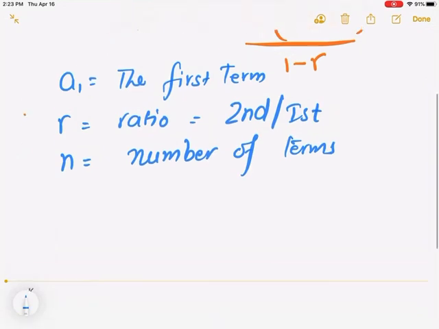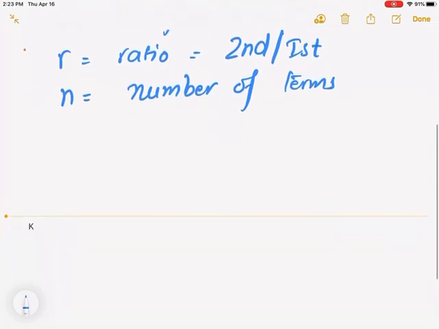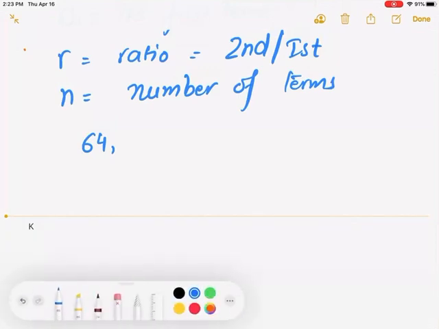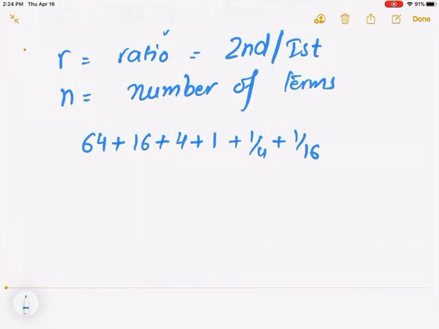Let me show you the first example. I have 64, oh, it's plus, my bad. It's plus because it's a series, not a sequence. 64 plus 16 plus 4 plus 1 plus 1/4 plus 1/16. It's a finite series. Why? Because we know where it's going to end. It stops at the last term, so we know it's a finite series.